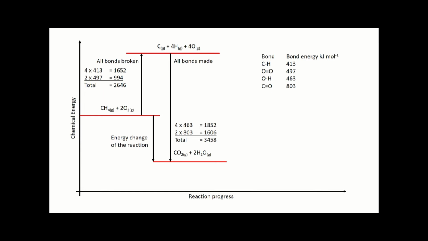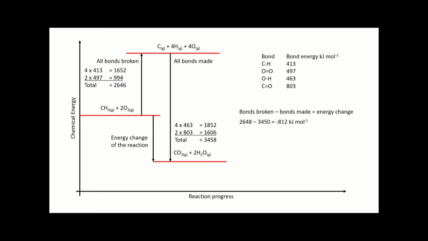We're going to then take those 2. We're going to take the bonds broken, and we're going to subtract the bonds made, and that's going to give us an energy change. So the bonds broken minus the bonds made is going to give us minus 812 kilojoules per mole. Can you see that the energy change of the reaction, the arrow is pointing down? The minus means we're going down in chemical energy.